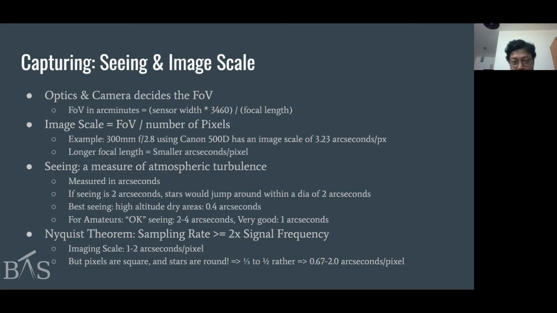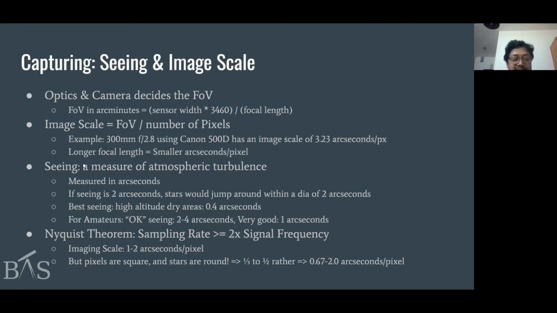So the full moon is half a degree wide, and a degree has 60 arc minutes, and every arc minute has 60 arc seconds. So 3.23 arc seconds is the amount of sky I'm seeing per pixel on the sensor of the 500D when used with this particular optics. If you keep the camera the same and increase the focal length, you would have fewer arc seconds per pixel. Now, why knowing this is important is something called seeing.